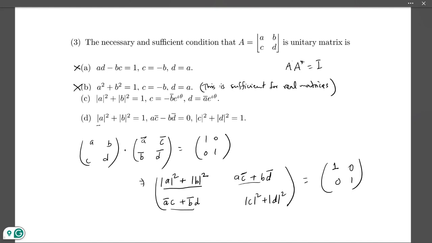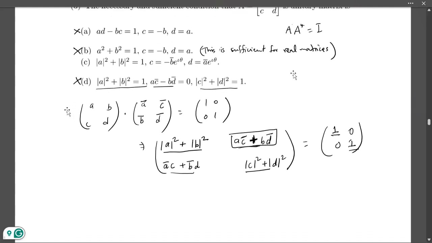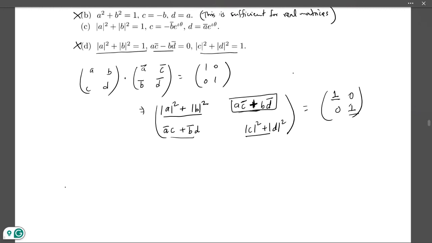Now, if you see here, this is just one. This first place is done. This is for the second one. This is also done. Now they are saying A C bar minus B D bar is 0. But this does not tell anything about A C bar plus B D bar, because here we have plus. So this is also incorrect. The only option left is C. Okay, so let's see what we get from C. Is C sufficient?